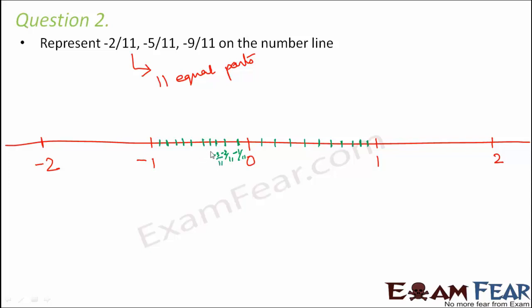So this would be minus 4 by 11. This would be minus 5 by 11. This would be minus 6 by 11, minus 7 by 11, minus 8 by 11, minus 9 by 11. This would be minus 10 by 11. And finally, this would be minus 11 by 11, that is minus 1. So we had to locate minus 2 by 11, minus 5 by 11, and minus 9 by 11. So these are the three points on the number line. So this is the technique of how you locate rational numbers on the number line.